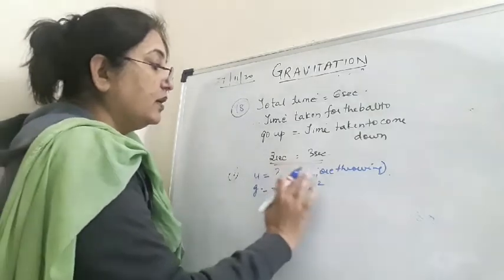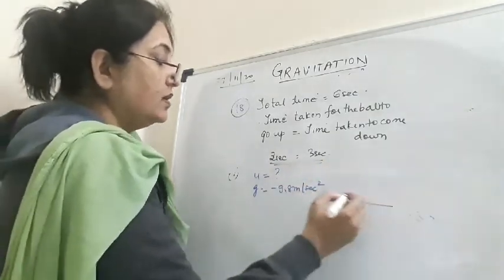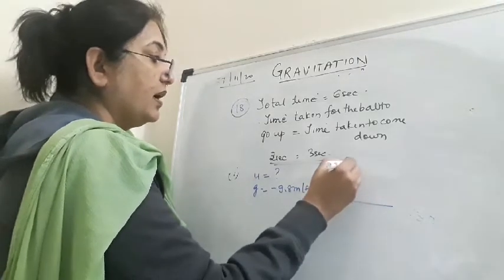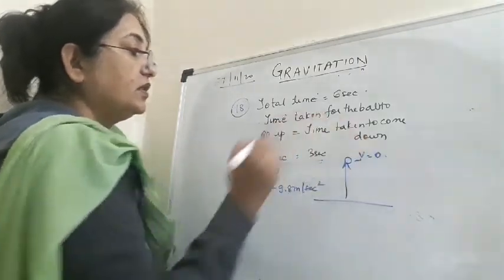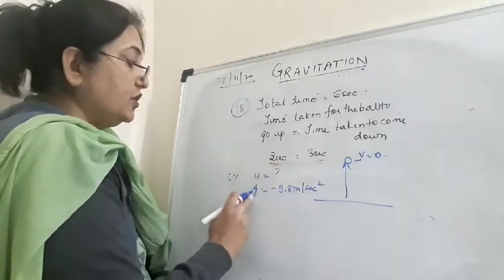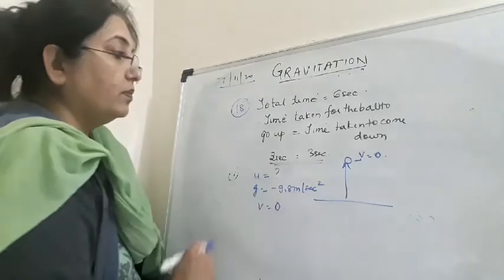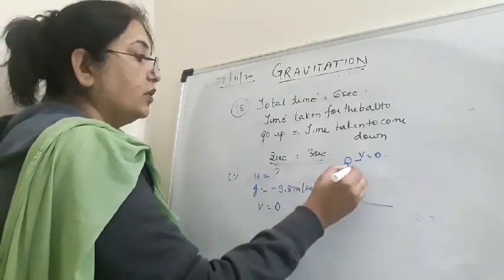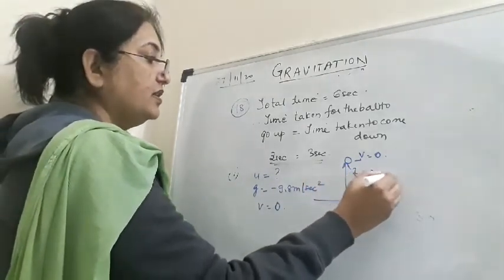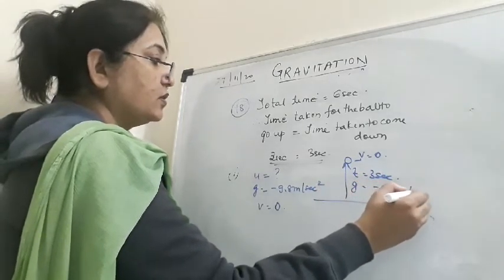u is question mark. And when the ball reaches the maximum height, v will be equal to 0. So you can draw this figure. u is question mark, g is minus 9.8, v is equal to 0. And what is the time given? Time is 3 seconds. And what is g given? Minus 9.8 meters per second square.